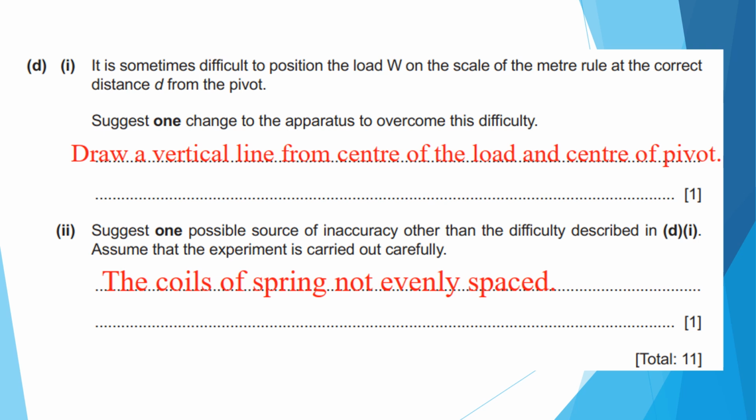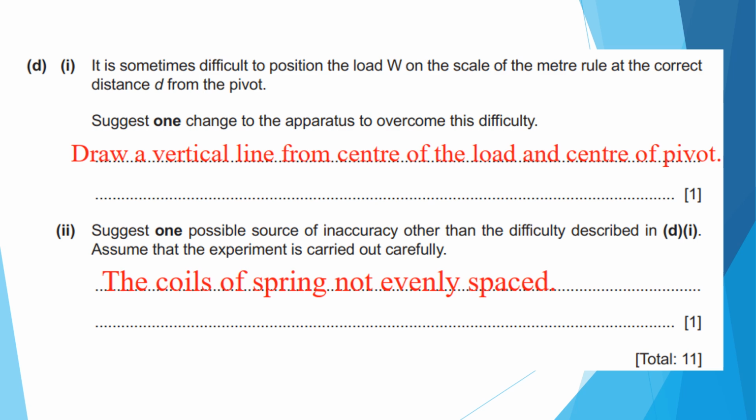Then moving on to D, second part: suggest one possible source of inaccuracy other than the difficulty described in D1. Assume that the experiment is carried out carefully. So as it is mentioned, the experiment is carried out carefully. We cannot simply write it is because of parallax error. So something other than that we need to mention.